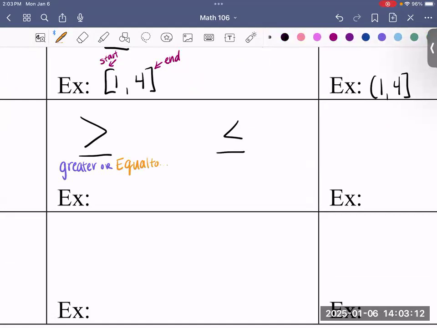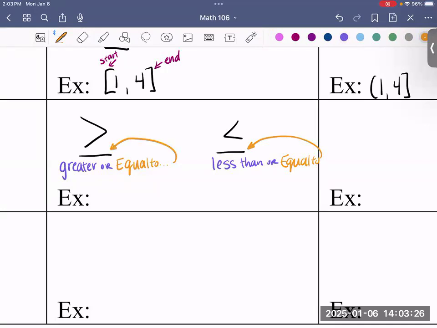So this is greater than or equal to, or this is less than, or again, equal to. So again, this is just saying, hey, we are equal to that value, whether you start or stop on it. So again, you could say 1 is less than or equal to x, which is less than or equal to 4.